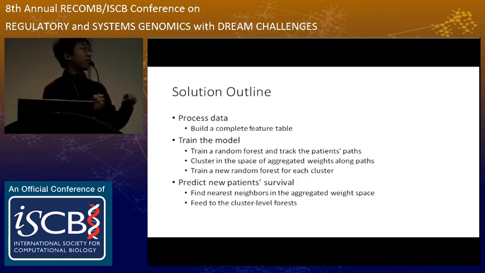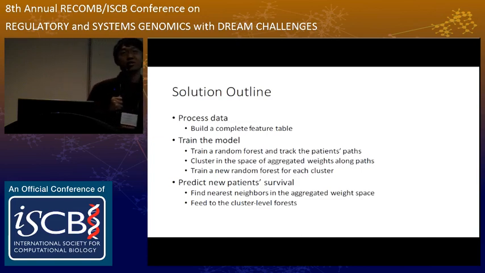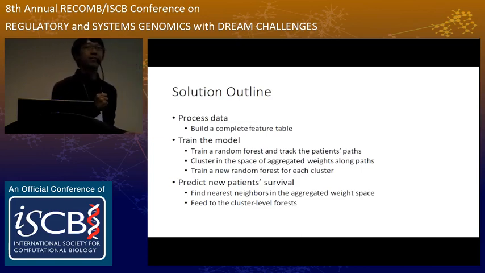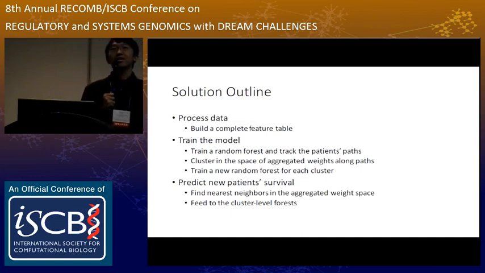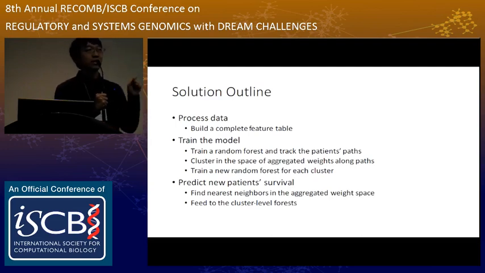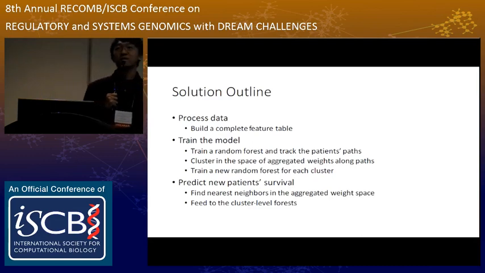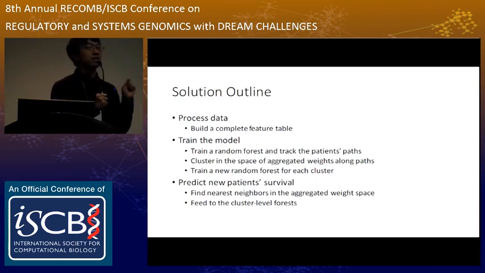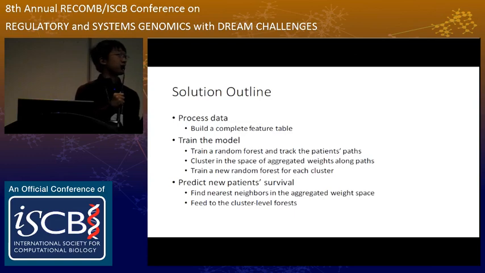So we get a new set of random forests, each corresponding to a cluster. Now, when a new unknown patient comes in, we first decide which cluster to use. We do that by finding its nearest neighbor inside the weight space. The cluster of that nearest neighbor is the cluster we are going to use. Then we just use that random forest to do the prediction.